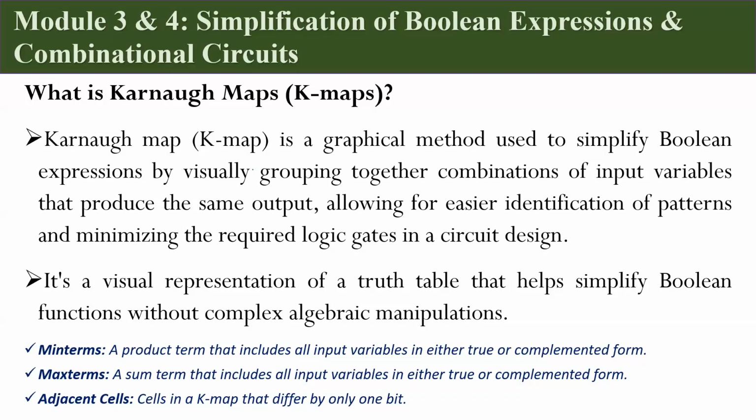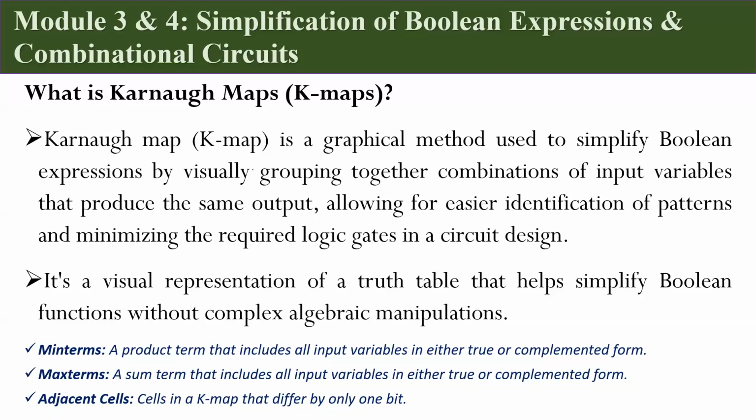When we talk about the adjacent cells, we mean cells in a K-map that differ by only 1 bit. You know what a bit is? Bit is talking about the binary digits, okay? So when we talk about adjacent cells, we talk about cells that differ by only 1 bit. You will see that very quickly and very shortly.